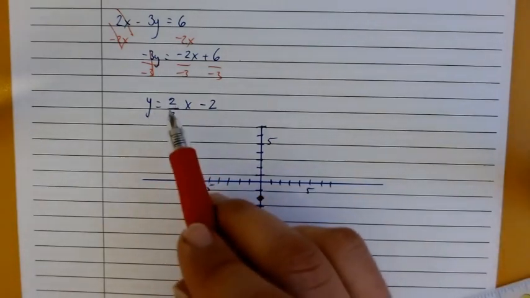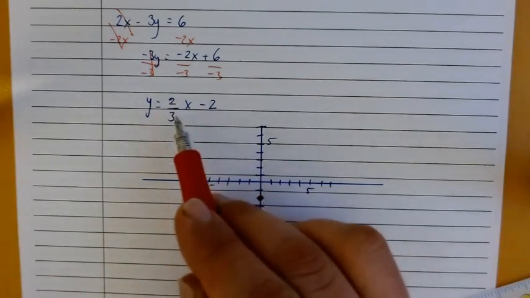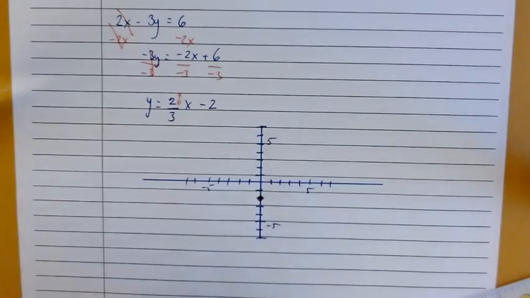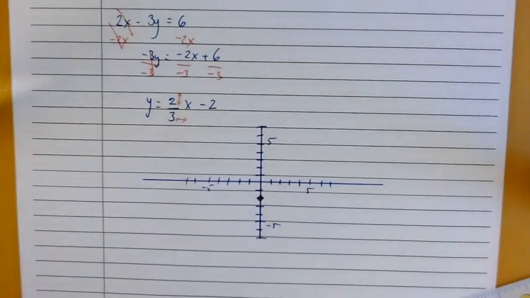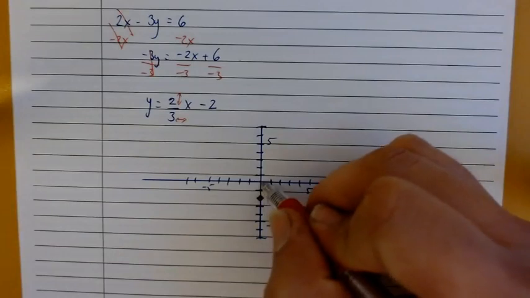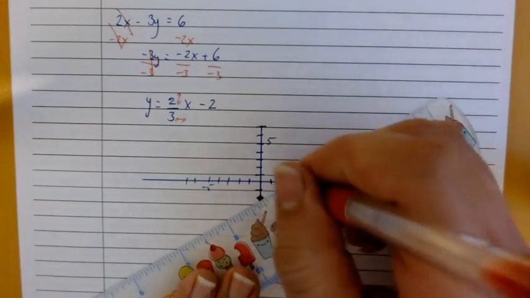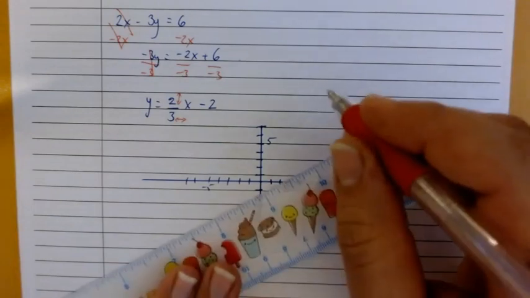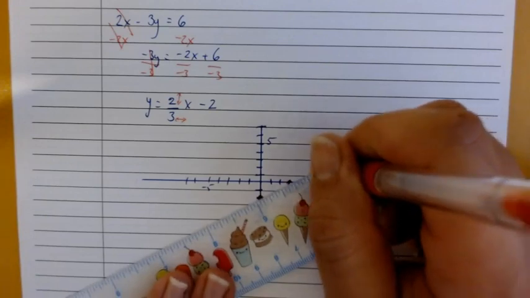Then your slope of 2/3 tells you that from this point, to get to another point, you can go up 2 steps and right by 3. The top number tells you up or down, where positive is up and negative is down. The bottom number tells you left or right, where positive is to the right, negative is to the left. So this tells you 2 up and 3 right. So 1, 2, and then over 1, 2, 3. And we can connect our dots, and that gives us our result. Let's see if I can line that up well. That should be okay right there.